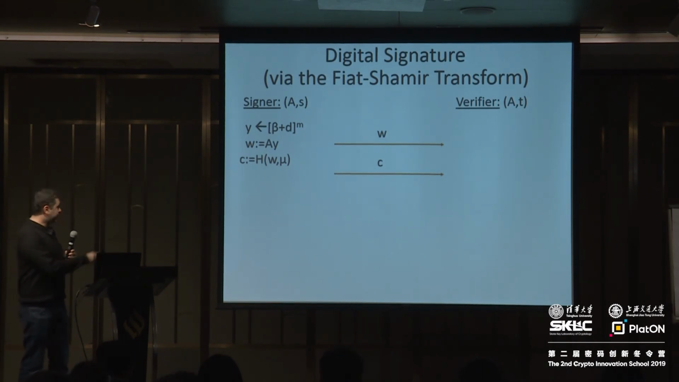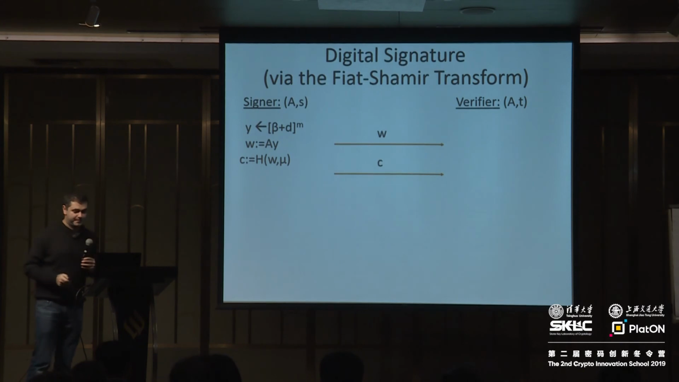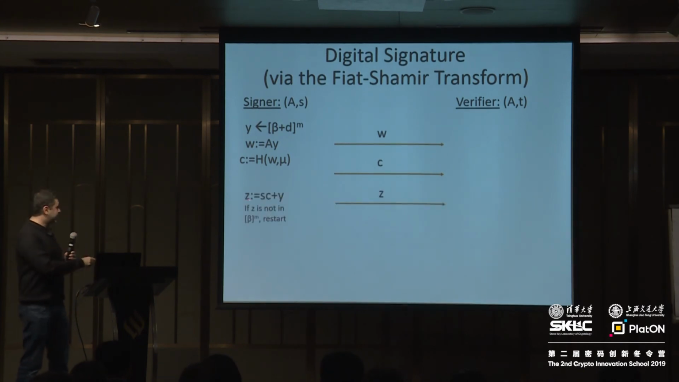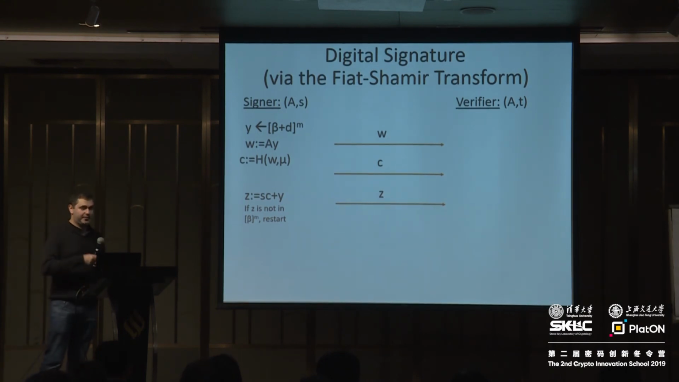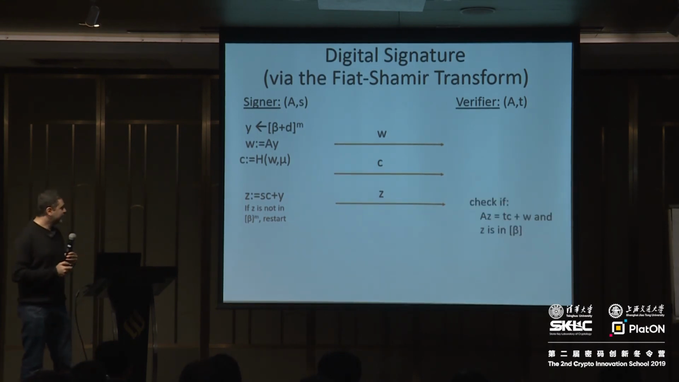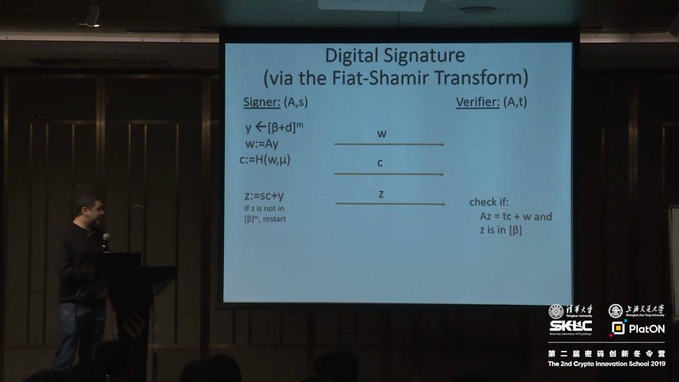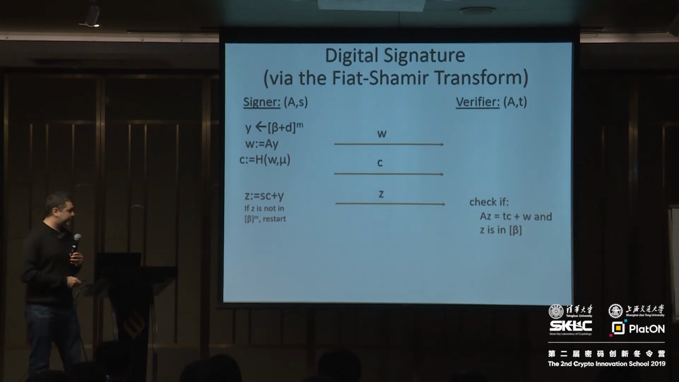Because the W is in the hash, it makes the order of things the prover does just like in the original protocol. First he has to pick a W, then he picks a C because C is hash of W. And then he sends Z equals SC plus Y. So W, C, Z is the proof. That's the non-interactive proof in the random oracle model. It's a standard Fiat-Shamir transform. And then the verifier checks that AZ equals TC plus W, and that Z is in the bound.